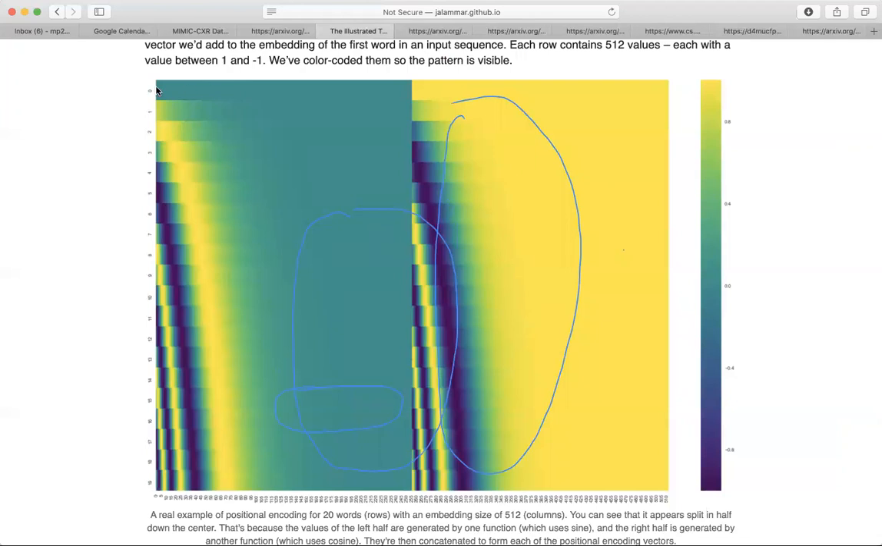So like first row, this is like "I am a good boy," whatever, and there's a clear division between the left half and the right half, because the left half is, I think, embedded using the sine function, the right half is embedded using the cosine function, and they just concatenate it. So this entire thing becomes a positional embedding, and then you just add it to the token embedding, the word embedding, like "I" or "am." So basically it indicates the position of the corresponding token.